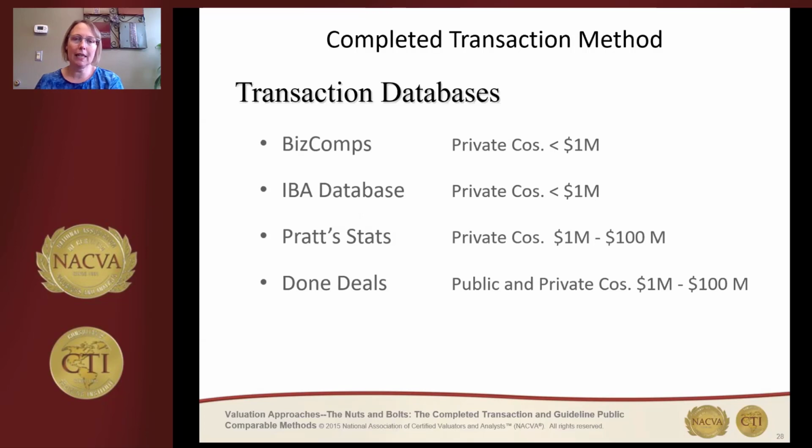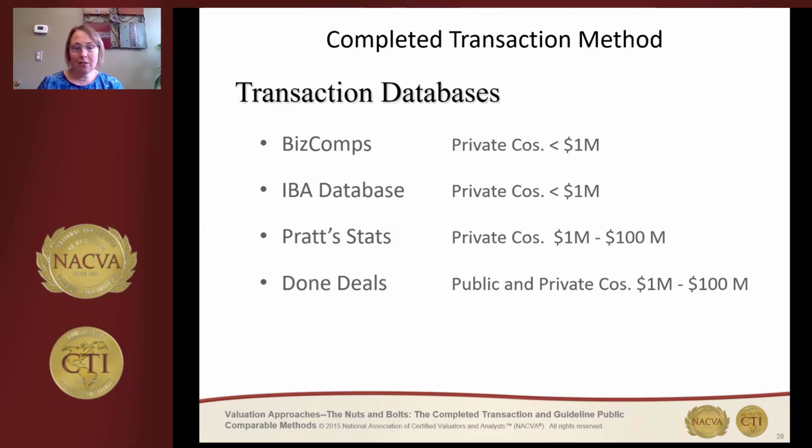So what are some of the databases that we can use to get this data? We have the BizComps database. That tends to be private companies, less than $1 million. The IBA database, private companies at less than $1 million as well. Pratt's Stats are companies valued at 1 to 100 million, so larger companies. With BizComps, we're looking more at our mom and pop shops, our Main Street businesses. With Pratt's Stats, we're looking at our larger companies.